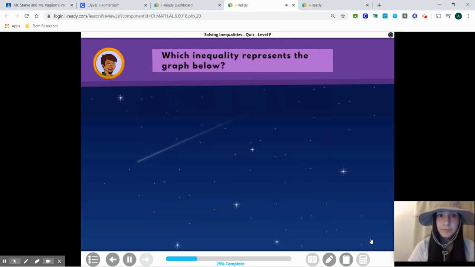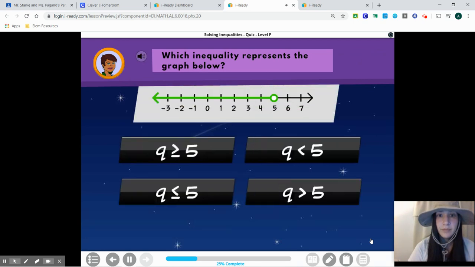Which inequality represents the graph below? Open circle, so we know we want either less than or greater than. And we're talking about all the numbers to the left of 5. So those are going to be all the numbers that are less than 5. So right here, Q is less than 5.